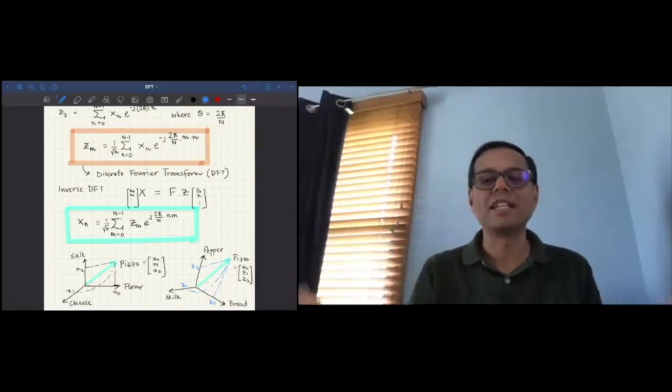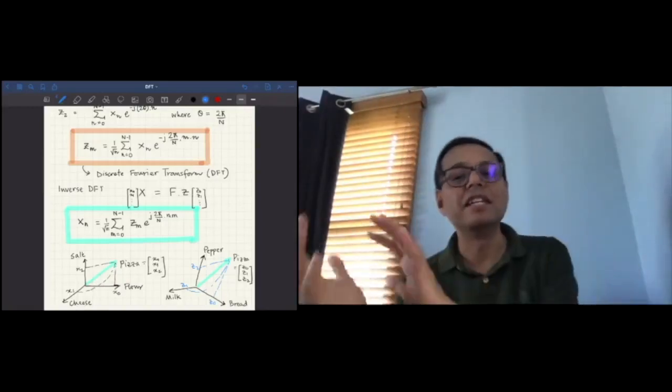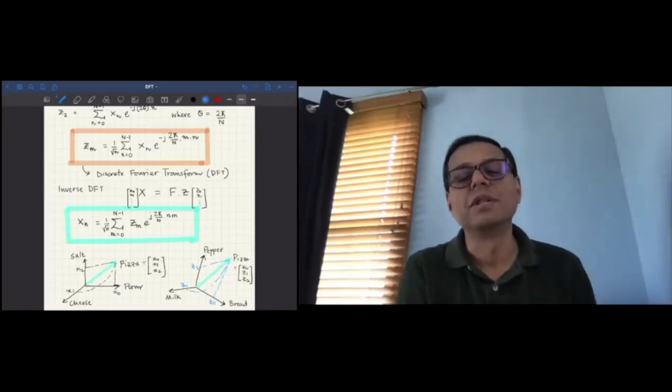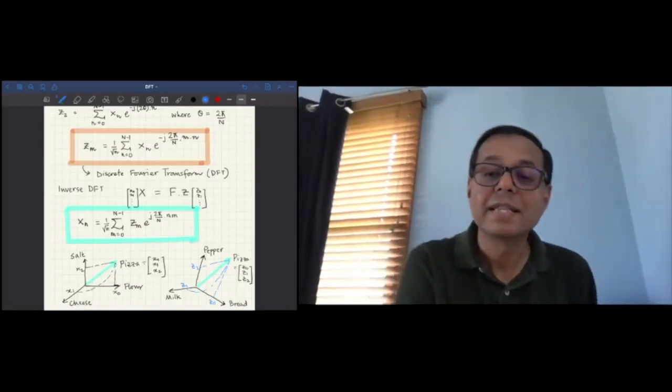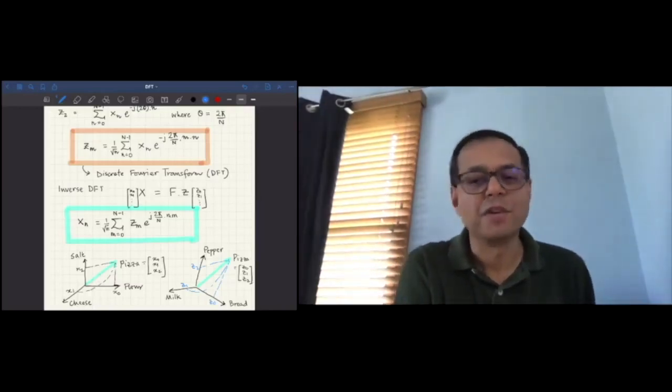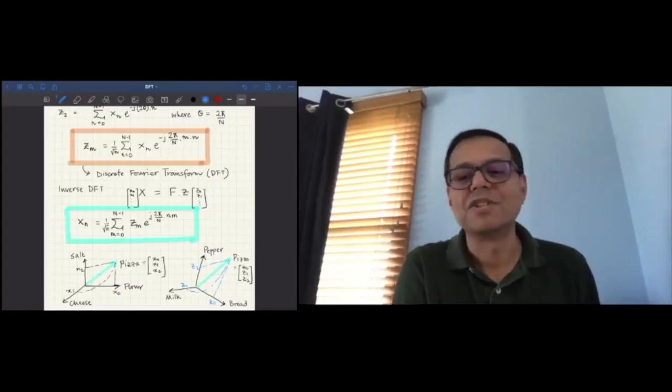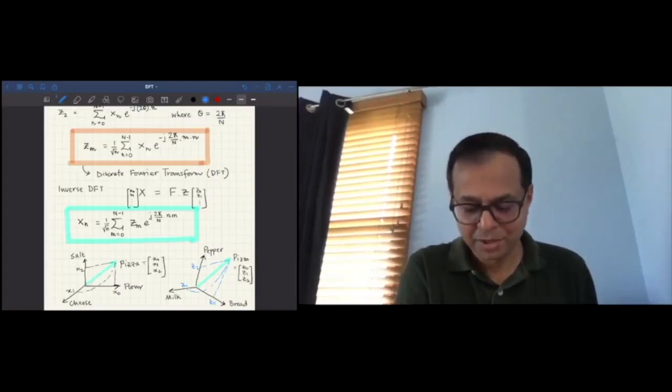Okay, that's just one example of why looking at a signal from a different angle, from a different perspective, a different basis, gives you interesting insights into the signal. And the Fourier transform is great in giving you this other view of signals and has a tremendous amount of applications. Okay, great.